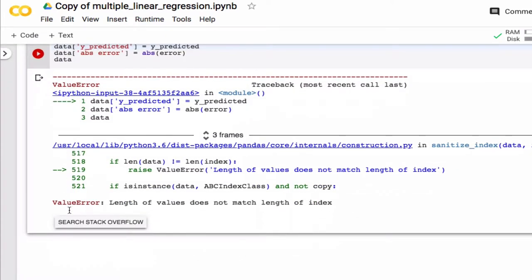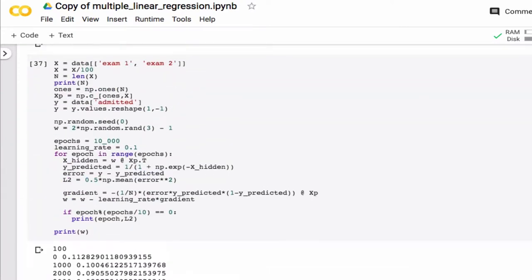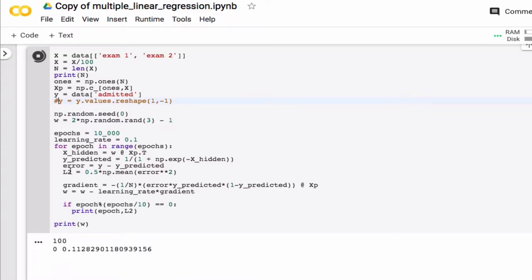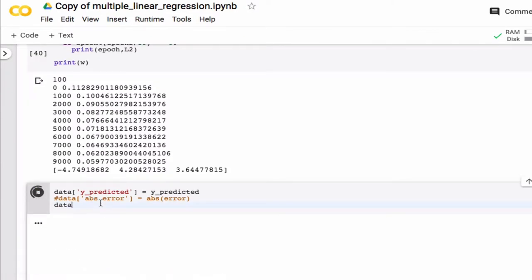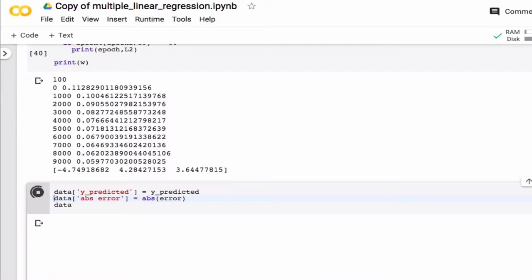Okay, so it's giving me some trouble. Let's see what the problem is. Is it this one? Yes, so that has some problems with y predicted. I wonder if the problem is... let me try to... It has a problem with y. Okay, so now that works. Yeah, I'm not sure why that did it, but it certainly got rid of the error.